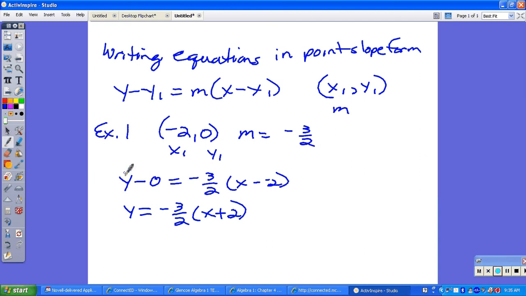You can leave the y minus 0, but you don't have to. So that's pretty much all there is. Notice that you have m, you have the ordered pair, and you just substitute in. That's all you have to do there.